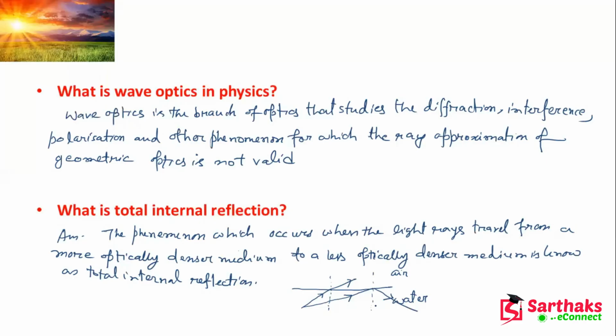And for this phenomenon, angle of incidence greater than a certain limiting angle is called the critical angle. Total internal reflection takes place at the boundary between two transparent media when a ray of light in a medium of higher refractive index approaches the other medium at an angle of incidence greater than the critical angle. For water and air surface, the critical angle is 48.5 degree.